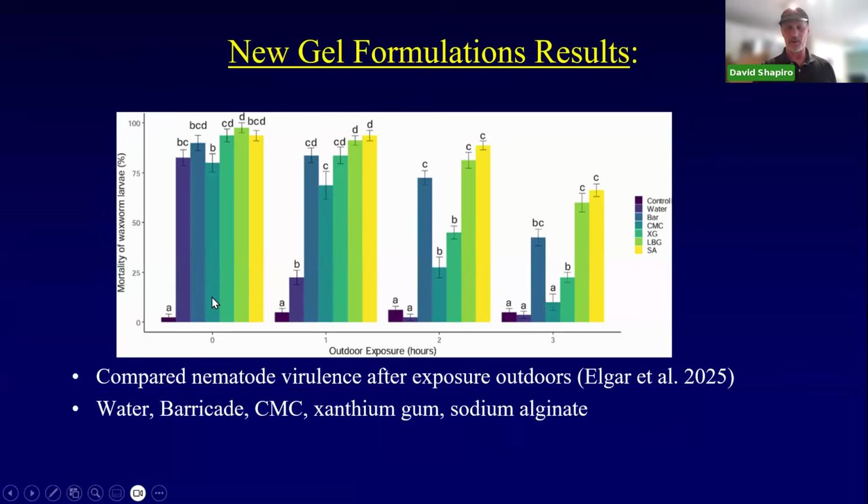Barricade is a great tool, but it's a bit expensive and can be difficult to use. So we've been screening other gels, other formulations to protect. This work is being done by Sabrina Elgar and Brett Blau's lab at University of Georgia. We see our best ones. We were screening these in outdoor tests, which ones protect the nematodes the best. The Barricade, carboxymethylcellulose, which was developed first by Ted Turling's lab, xanthan gum, and sodium alginate, all did great. And so these are ones we want to look at further for their lower costs as well as ease of use.